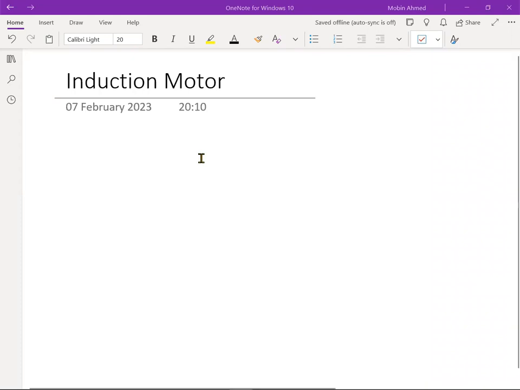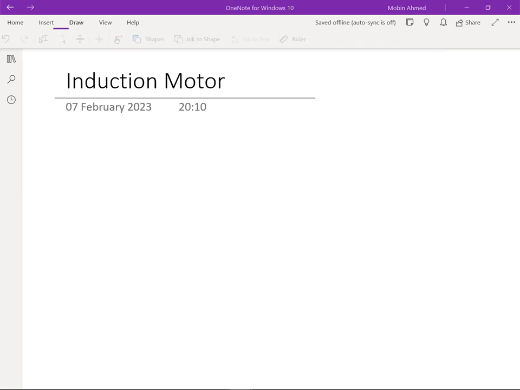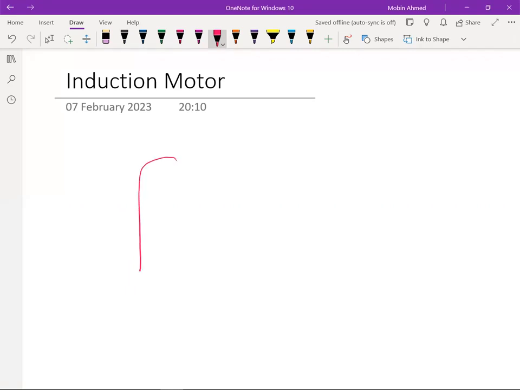Okay. If you see the transformer, there is a primary winding and secondary winding. Same here, we are going to have the stator and rotor. Okay. I'm going to make the transformer first, then you are going to understand this one.